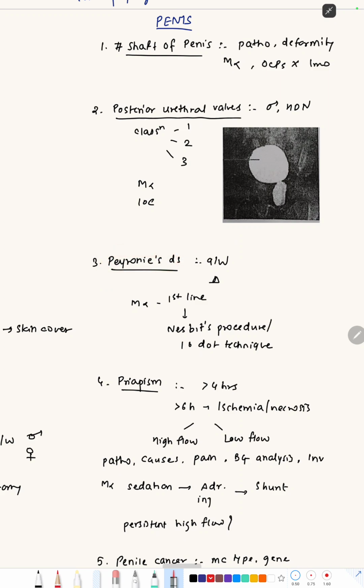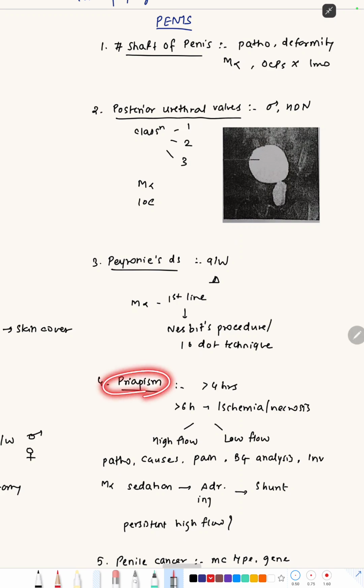Peyronie's disease is associated with IgG4-related disease, that is retroperitoneal fibrosis, along with Dupuytren's contracture. The investigation of choice is MRI. For first-line management, we give an intralesional injection of collagenase, which is derived from Clostridium histolyticum bacteria. If it fails, then go for Nesbitt's procedure or the 16 dot procedure. In the 16 dot technique, we use non-absorbable sutures, and counterbalancing of the pressure is done.